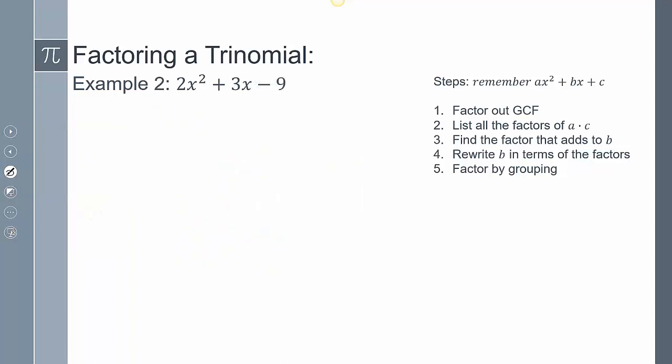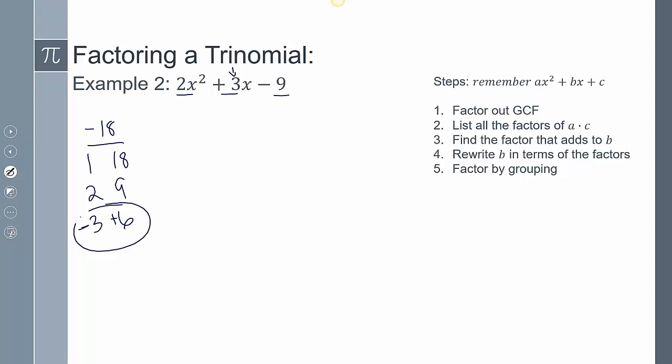And so the first step, factor out a GCF. Well, there's nothing in common with those 3 terms, so we're good there. Then list all the factors of a times c. So 2 times negative 9, that's going to give me negative 18. And listing them all, I get 1 and 18, 2 and 9, and 3 and 6. And so now step 3, find the factor that adds to b. Well, I want a positive 3, so this one would work if I do negative 3 and positive 6.